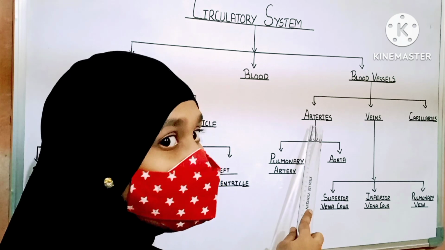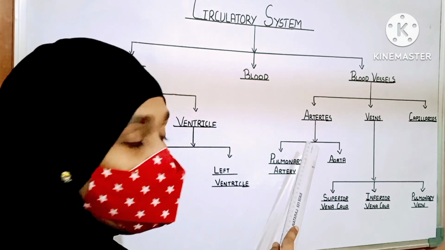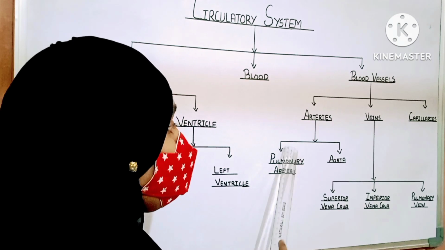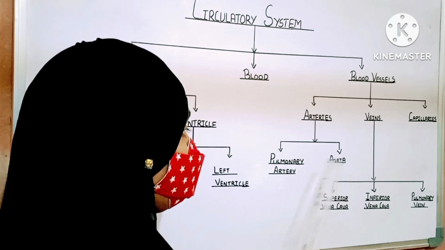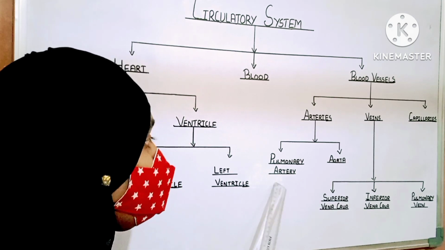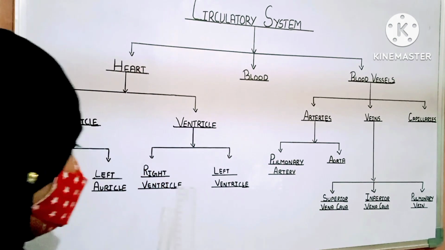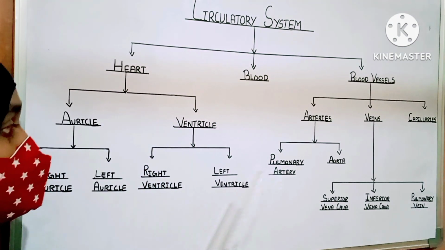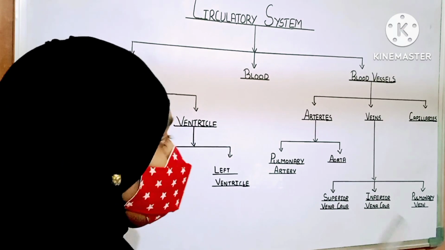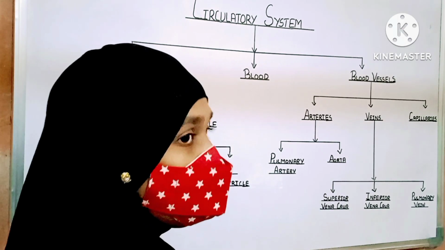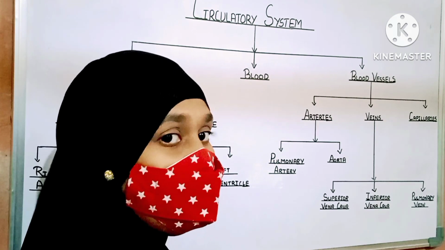Arteries are distributing blood vessels. They carry the oxygenated blood. The arteries are divided into two parts: the pulmonary artery and the aorta. The pulmonary artery takes the deoxygenated blood to the lungs from the right ventricle. Okay, it takes the deoxygenated blood to the lungs. The aorta receives the oxygenated blood and supplies it to the different parts of the body.